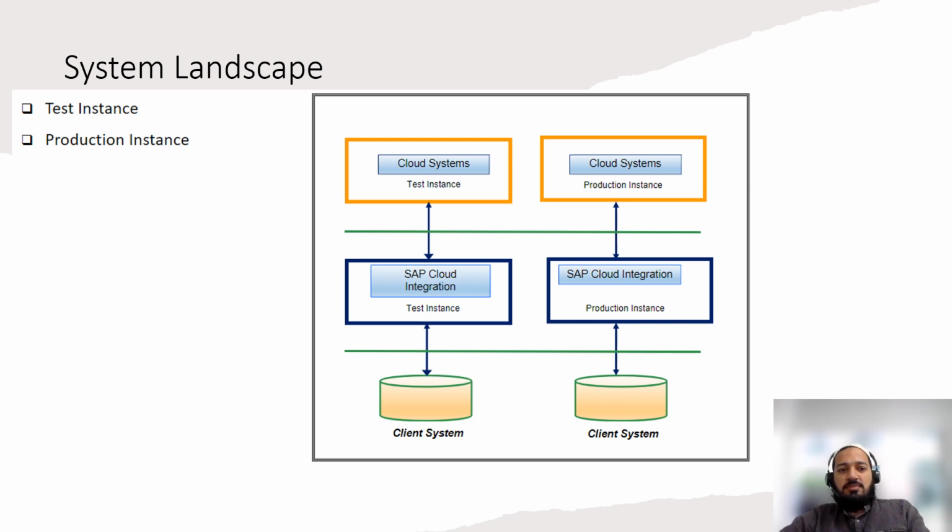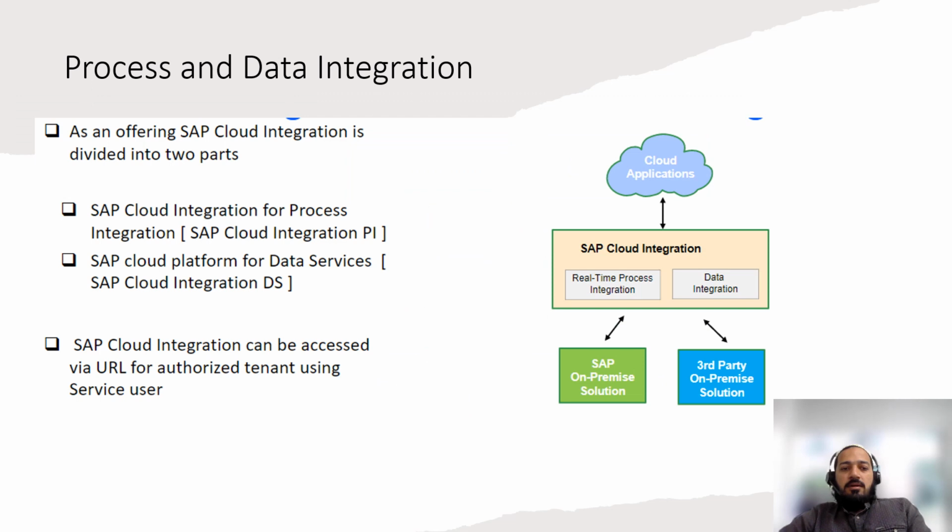We have multiple systems for test and production, and internally you can see here the cloud system. It has SAP Cloud Integration test instances which are connected to the client systems. In a similar way, we have different test and production systems. Then the process and data integration offerings from SAP Cloud Integration are divided into two parts: the cloud integration for process integrations, that is PI, and the cloud integration for data services, which is cloud integration DS.